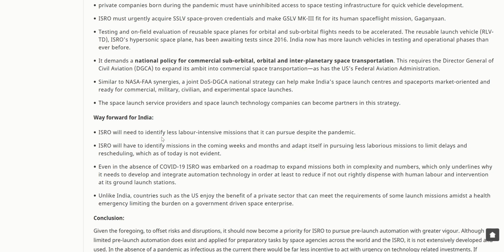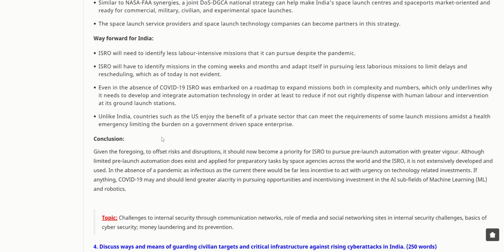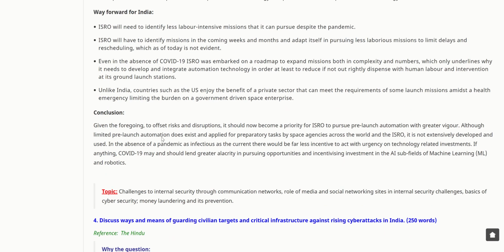Unlike India, countries such as the US enjoy the benefit of a private sector that can meet the requirements of some launch missions amidst a health emergency, limiting the burden on a government-driven space enterprise. Given the foregoing, to offset risks and disruptions, it should now become a priority for ISRO to pursue pre-launch automation with greater vigor. Although limited pre-launch automation does exist and is applied for preparatory tasks by space agencies across the world and the ISRO, it is not extensively developed and used.